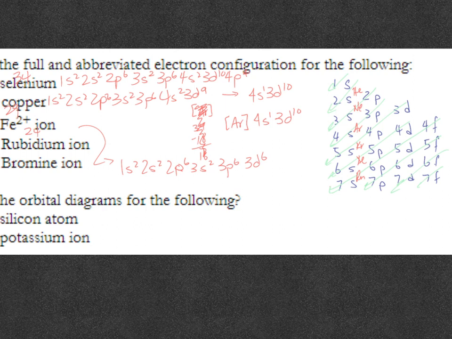Now, rubidium ion and bromine ion, you need to know that rubidium's group 1, it would form a +1. You need to know that the bromine is in group 17, it would form a -1. So for both of those, you are writing the electron configuration essentially for krypton. You can refer to the answer key for those.